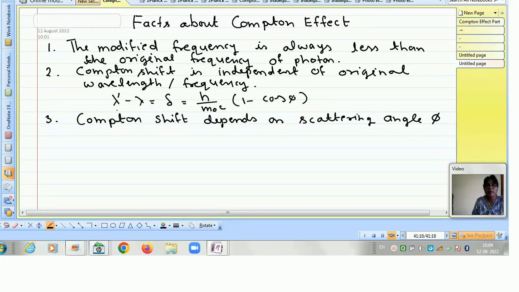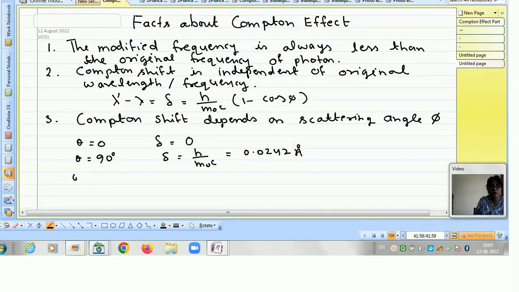So the delta, lambda dash minus lambda, doesn't depend on the original lambda, but it depends on the angle of scattering. And this we have already seen in the previous slide, that if theta is equal to 0, then cos 0 means 1, delta is equal to 0, which means we are getting the unmodified photon. And if theta is equal to 90 degree, then cos 90 means 0, so delta will be h upon m naught c, and the value is 0.0242 angstrom.